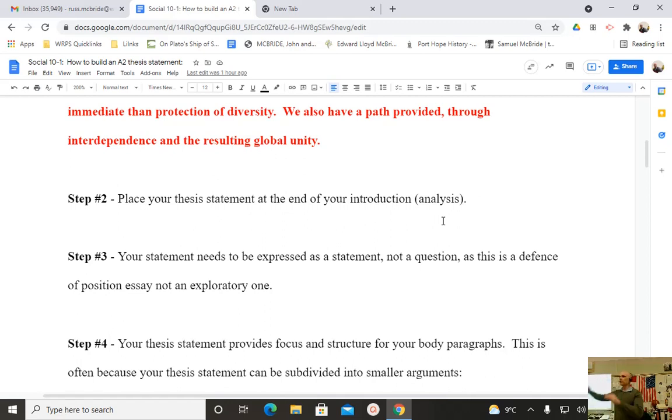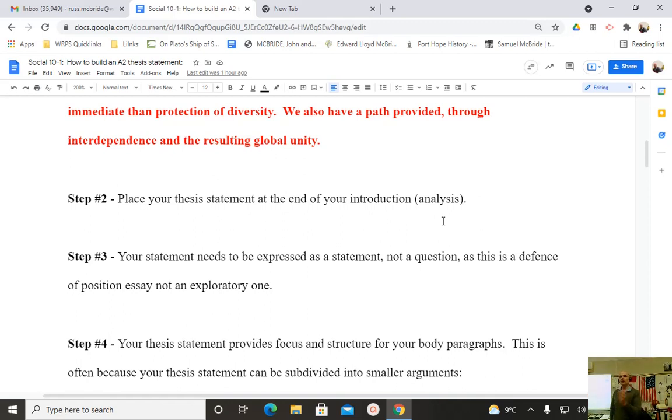So in your paper, you're going to analyze the source, and at the end of the analysis, after you've done the division of society part, proponents of the voice behind the source would argue this, opponents would argue this. Logically, now we want to know, what do you think? Before the body, we want you to end that introduction with your thesis.